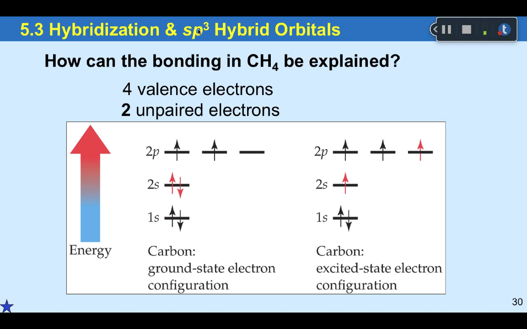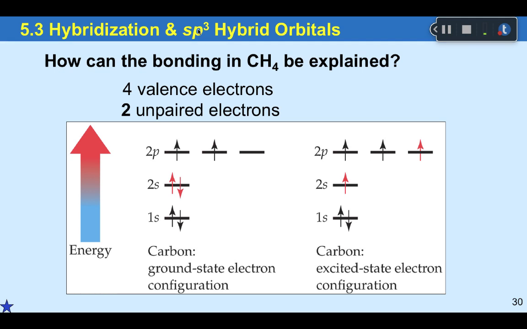Methane, as we can recall from electron configurations, has 1s2, 2s2, and 2p2 for its ground state electron configuration. And using the energy diagram at the left, where 1s is less than 2s, which is less than 2p, the unpaired electrons are the ones we would expect should be sharing with the neighboring atom to make bonds. But there's 4 bonds being formed in methane.